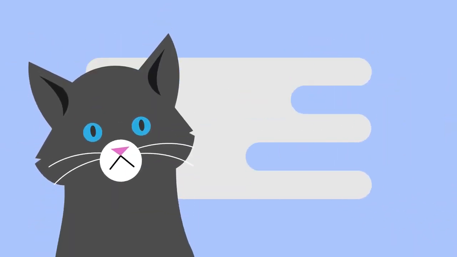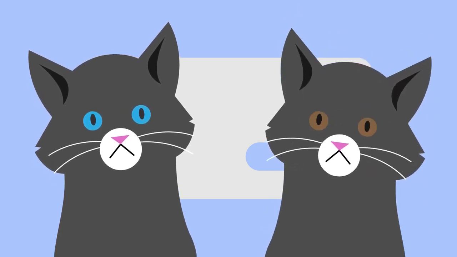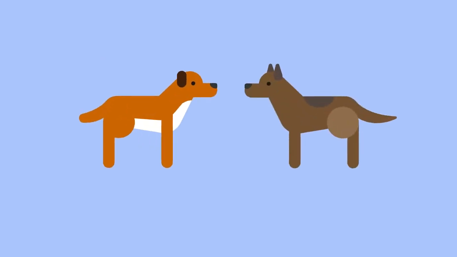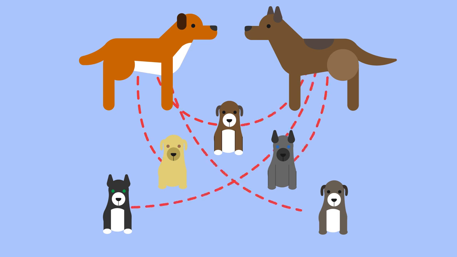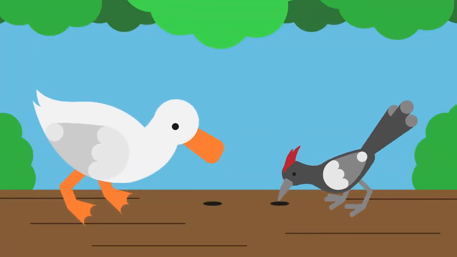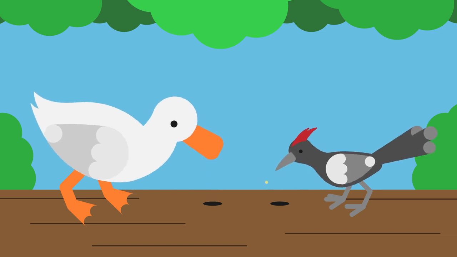For example, on the eye colour gene, this kitten has an allele for blue eye colour, whereas this kitten has an allele for brown eye colour. If the species reproduce by sexual reproduction, the random mixing of alleles from both parents result in extensive genetic variation within a population of a species. This means that some individuals are better adapted to their environment than others, allowing natural selection to take place.